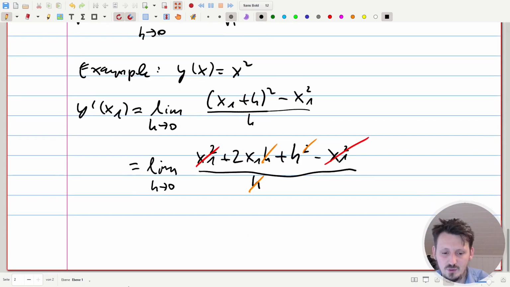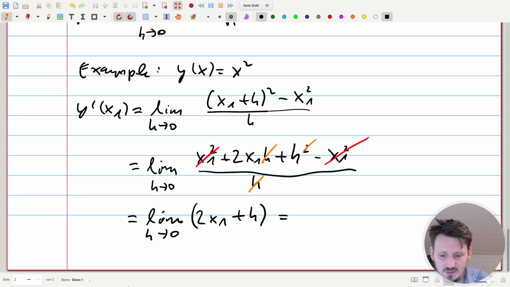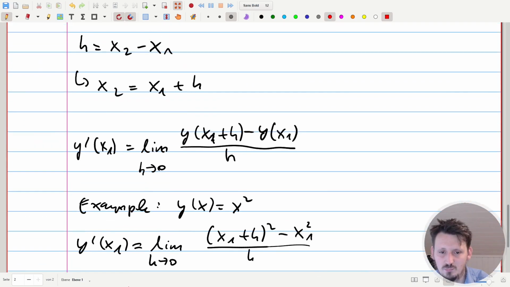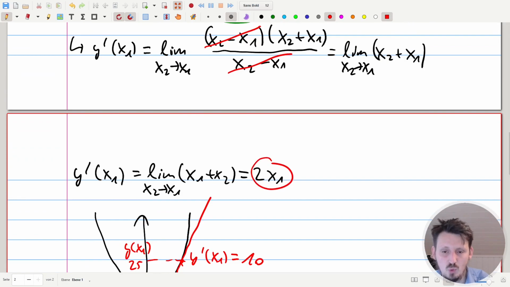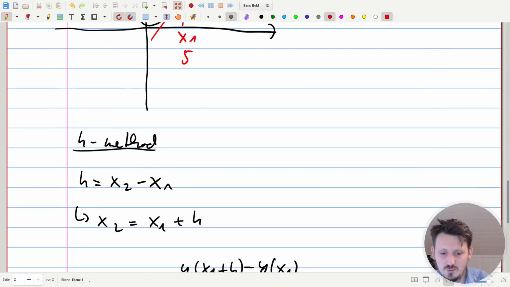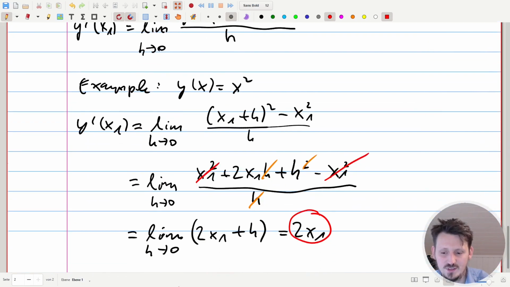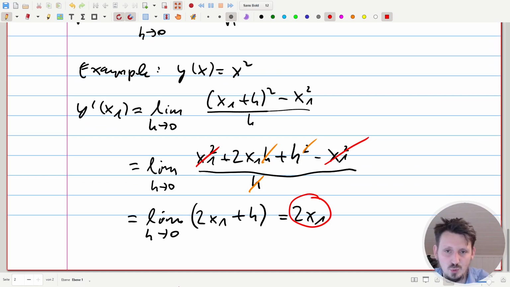So at the end, what remains is the limit h tending to 0 of 2x1 plus h. And this is now very simple. You can see if h goes to 0, then what remains is of course only 2x1. And as you see, this is the same result that we obtained previously with the other method that we used in the beginning, the more intuitive version. But of course, because we have only done some mathematical changes, at the end the result has to be the same. So you can use both methods.